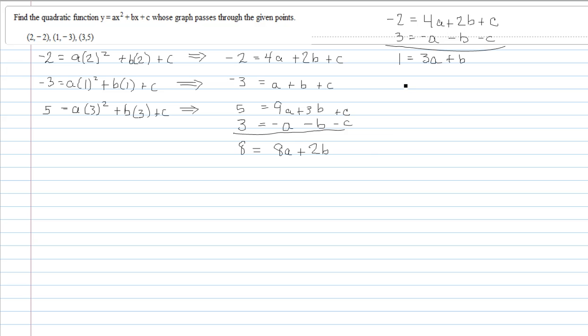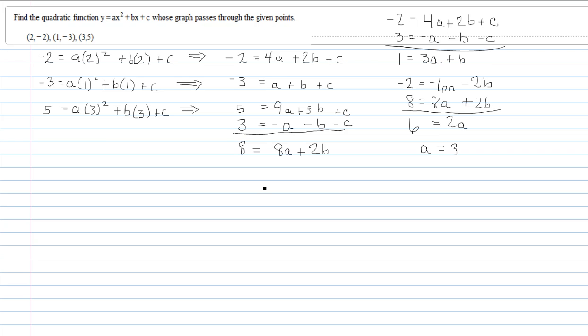Okay, so now I have a system of two equations in two variables, and I can solve that like we did in section 8.1. So I'm going to multiply this first equation up here, 1 equals 3a plus b, by -2. So I'm going to have -2 equals -6a minus 2b. And then I'm going to add it to the 8 equals 8a plus 2b. When I add them together, I get 6 equals 2a. So now I know a equals 3, and I've got the first number I need.